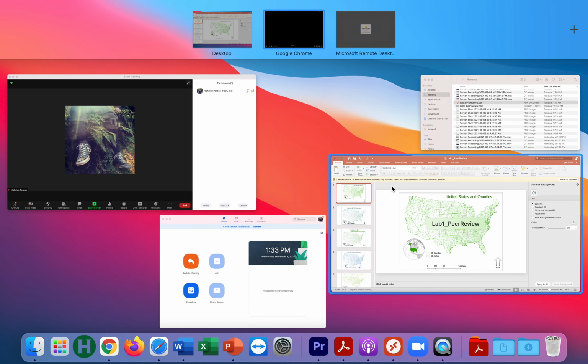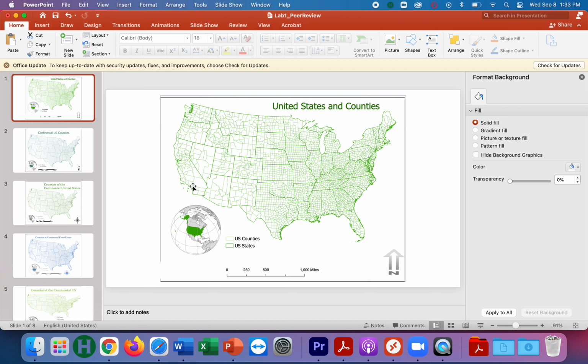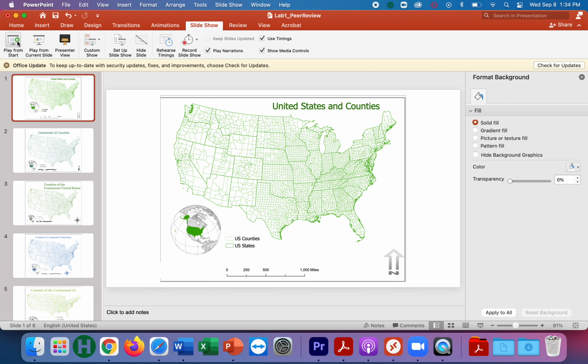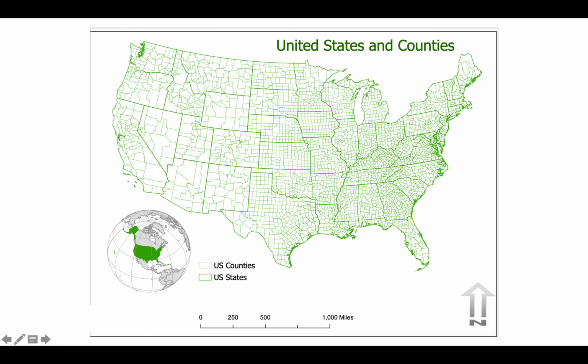Okay, so let's look at a few maps and highlight a few things. All right. Let's just go. All right, so we have one here.